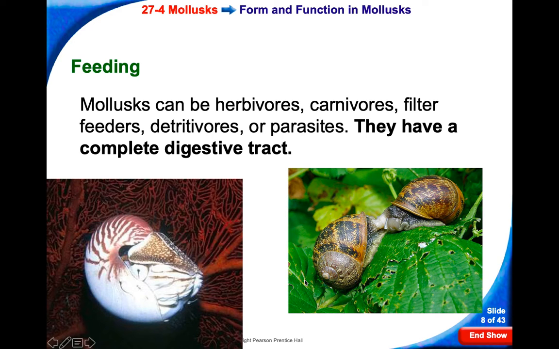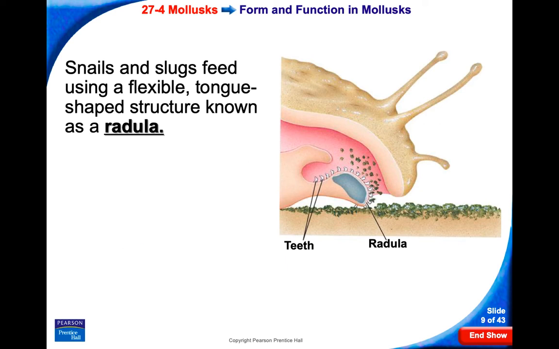But there are a couple of structures that are unique to some types of mollusks. One such example is something called a radula. A radula is a tongue-shaped structure that has hundreds of tiny teeth on it. Here you can see a side cross section of what looks like a snail or a slug, and it's basically a mouth part that has lots of little teeth on it.